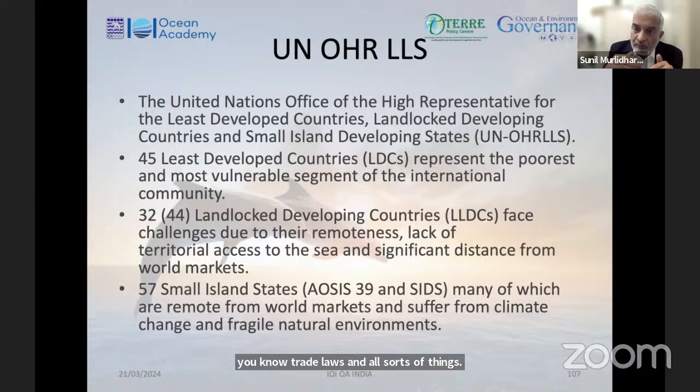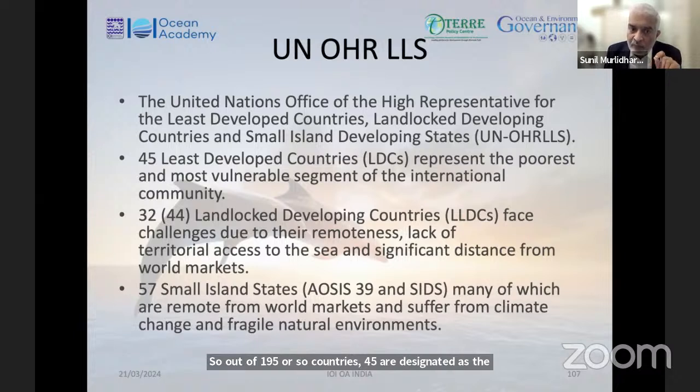So although this is not really relevant or directly connected with the ocean governance thing, because they are affected tremendously, I thought I should mention these here. There are 45 what we call least developed countries in the world. And they represent the poorest and the most vulnerable segment of the international community. So out of 195 or so countries, 45 are designated as the least developed or the poorest countries in the world.